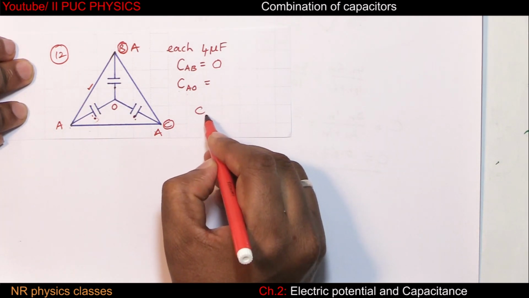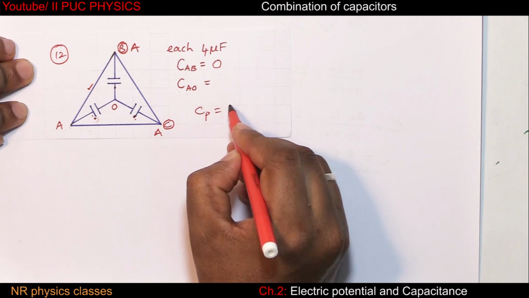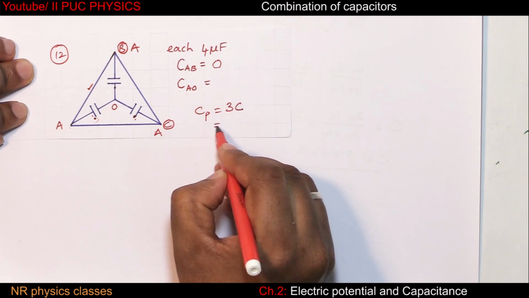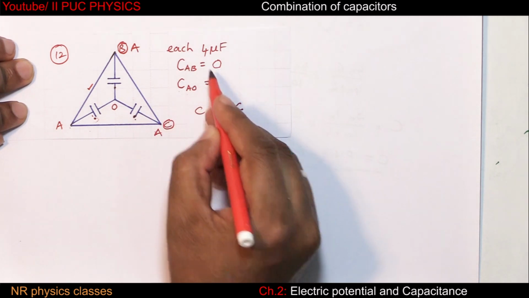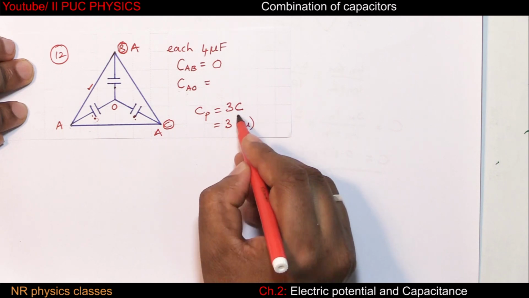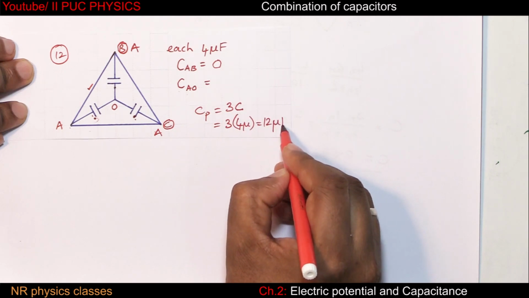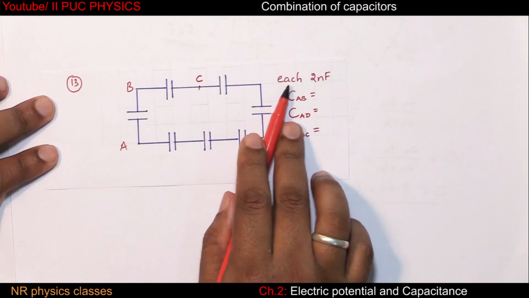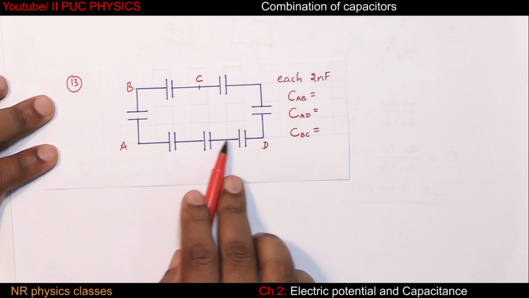Therefore C parallel equal to 3 times C. 3 times each equal to 4 micro, equal to 12 microfarad. Each equal to 2 nanofarad. 2, 2, 2, 2, 2, 2.